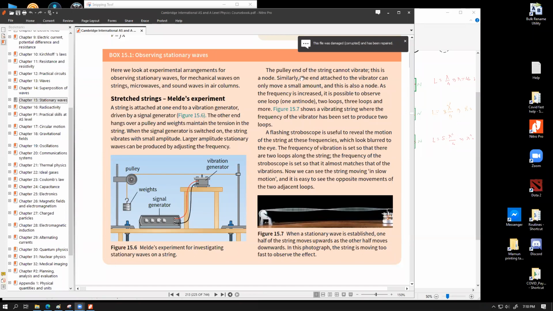Okay, so in this case it says that the end attached to the vibrator can only move a small amount. This small amount in this case they are considering as negligible, but you can see very well in this figure that this is not essentially zero. Zero is happening right over here. The source cannot be placed at the node. The information over here is wrong.